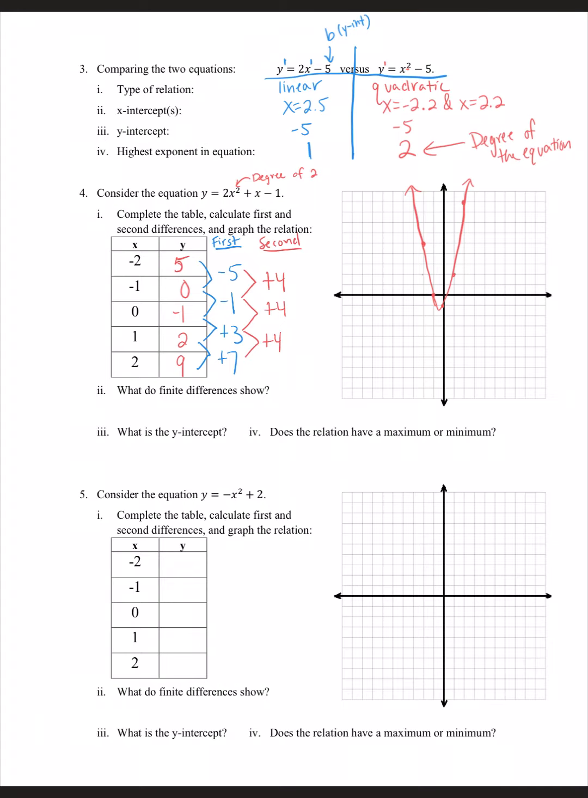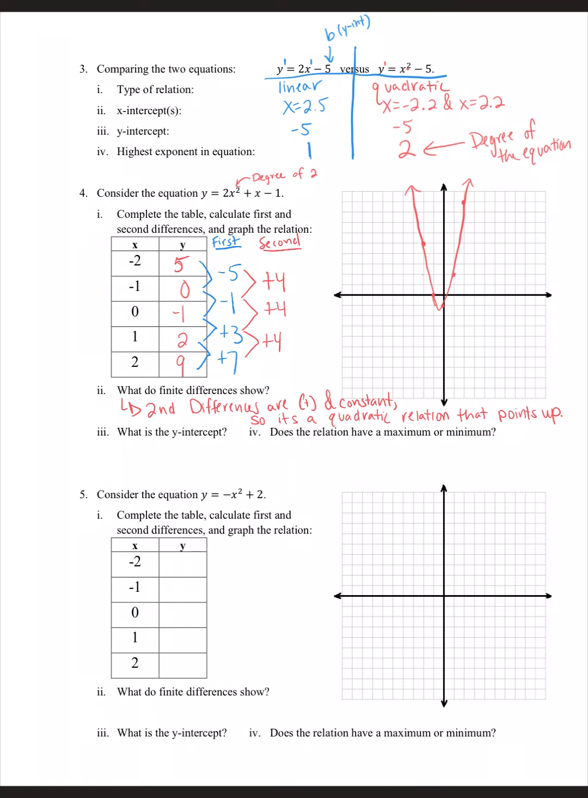So what do the finite differences show? Well, they show that our second differences are positive and they're constant, meaning they stay the same. So it's going to be a quadratic relation. And because it's positive, it points up. Right? So our second difference is a +4, it's constant, so it's quadratic, and it points up.